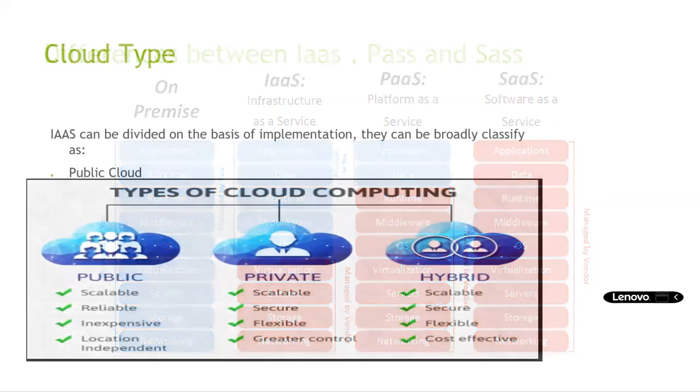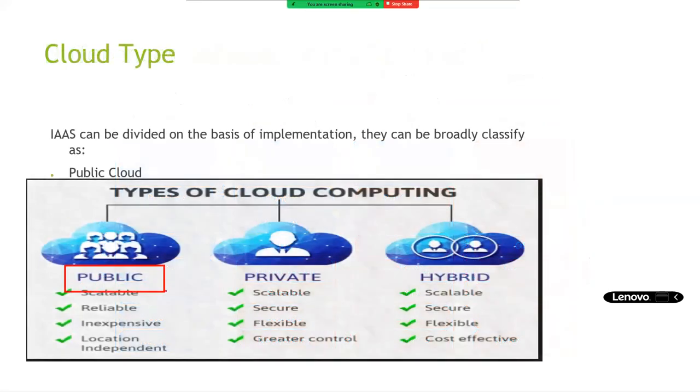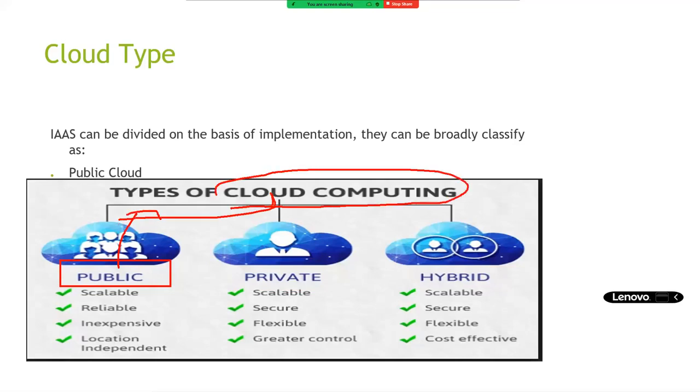Next, there are three types of clouds in the market. These are basic if you go for any cloud computing: public, private, hybrid. What is the public cloud? Any idea?